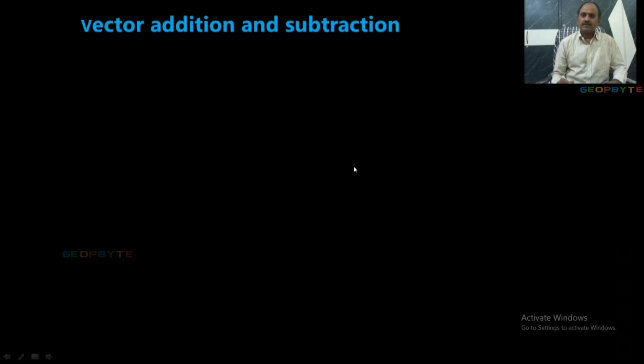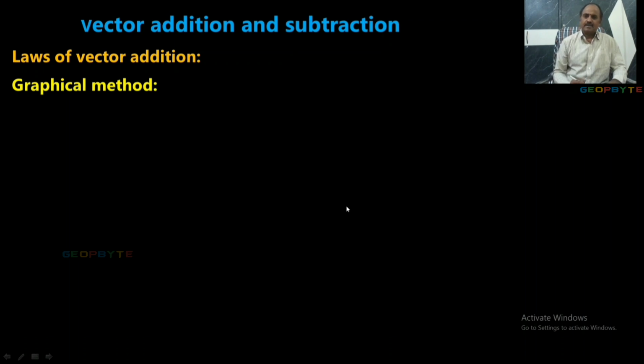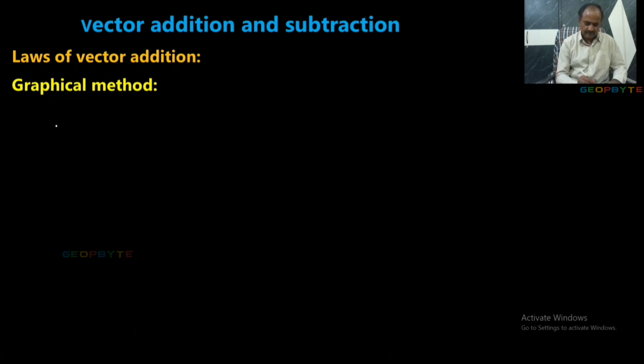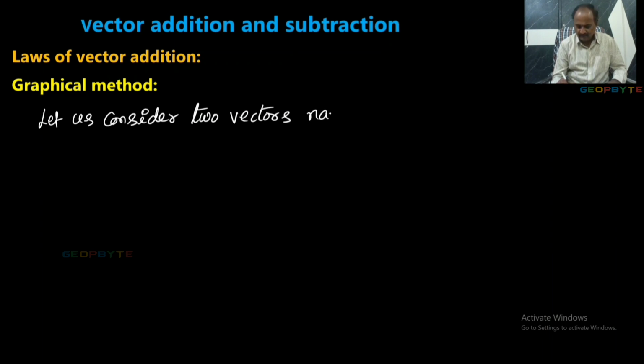Dear students, now let us discuss the vector addition and vector subtraction. Okay, first let us take the vector addition. Under vector addition, let us consider the graphical method. For that, let us take two vectors, namely vector A and vector B.